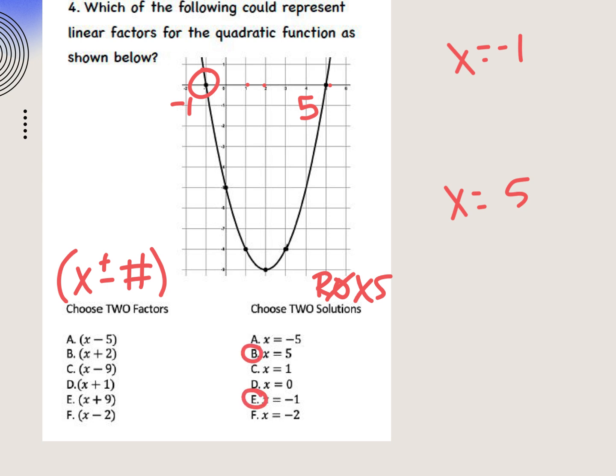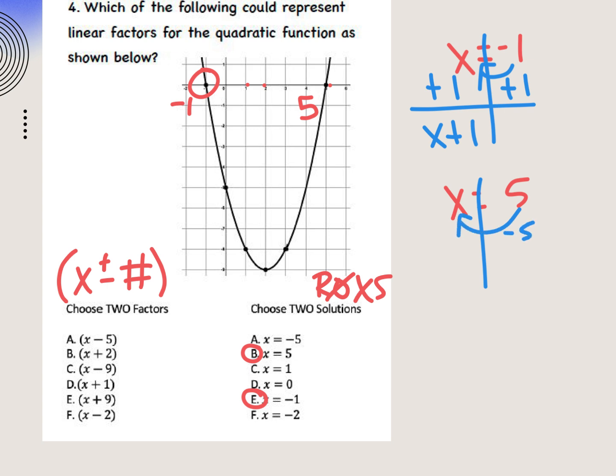But then if I want to write my factors, I need my x and my number on the same side. So I have to move this negative 1 over. And when I cross the equals, I have to change the sign. So x plus 1. This is a positive 5, so I'm going to subtract it, and x minus 5. So remember, that's going to be a, and that is going to be d. Look very carefully at your sign, and remember that your factors and your roots always have different signs.